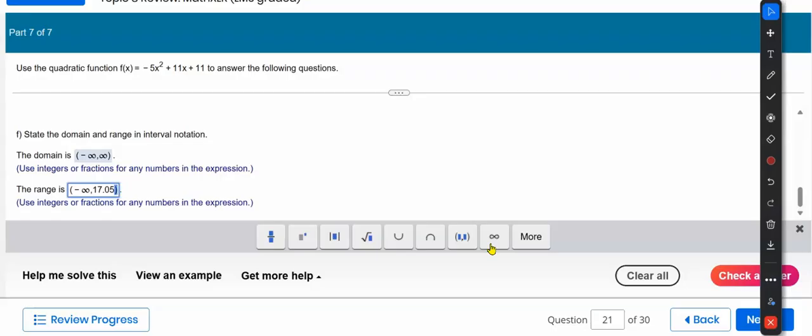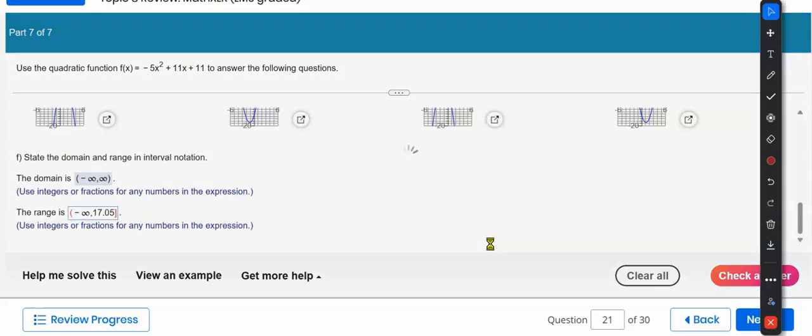But it's not a parenthesis. It's a bracket on that side. Why is it a bracket? Because it stops at a certain point. Right, it actually includes 17.05, so we have to include it. We have to use that bracket.